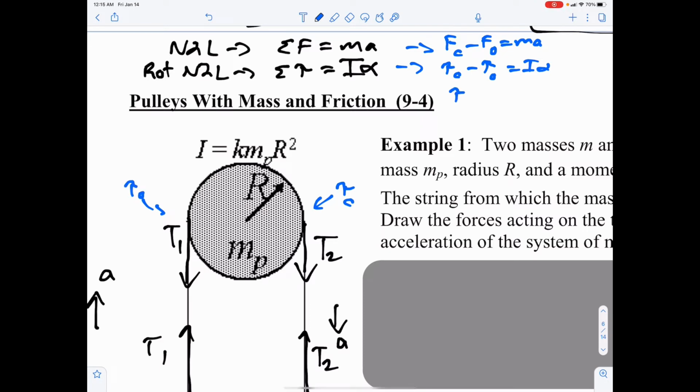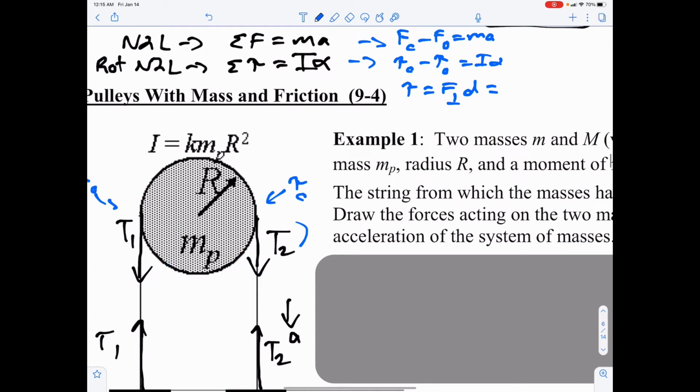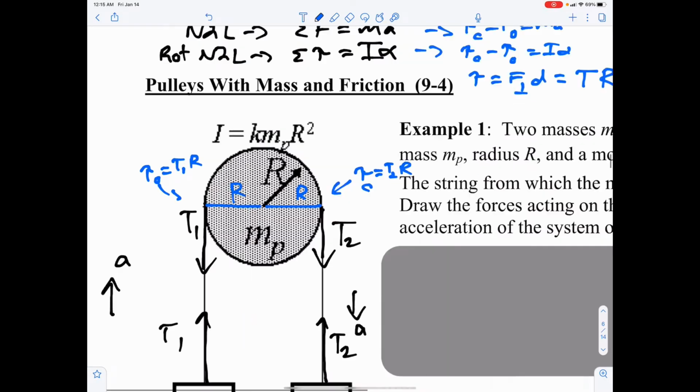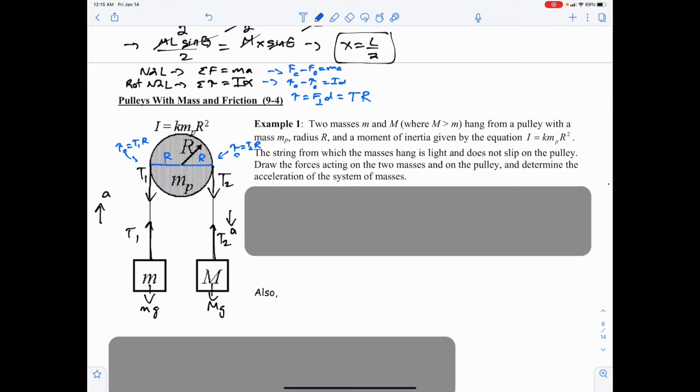Now, torque is equal to perpendicular force times distance. Now, the perpendicular force is going to be a tension. Perpendicular to what, though? Perpendicular to the radius. Radius is the lever distance. So force times distance for a pulley is almost always going to be tension times radius. Tension is the perpendicular force. The radius is the distance. So this opposing torque would be tension 1 times the radius, and the causing torque would be tension 2 times the radius. Okay, so we have all that squared away.